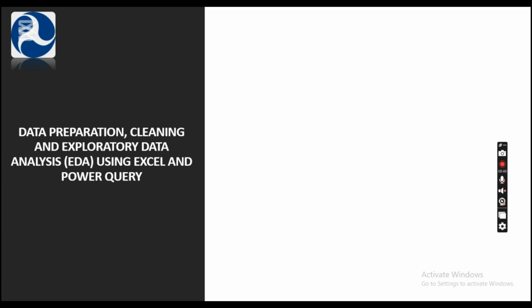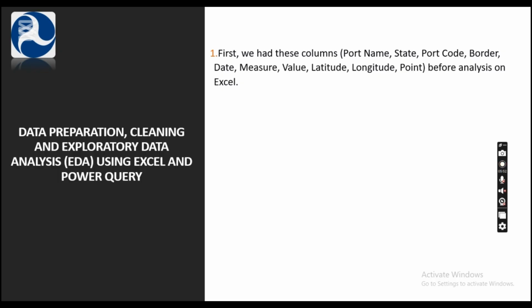In this case, we are only using Excel and Power Query to do this analysis for the preparation and cleaning. First of all, we have to look into the information we have, realizing that we have columns: the port name, states, port code, border, date, and all that. We have all of them as the columns in the raw data set. All right, this is what we had before analysis.